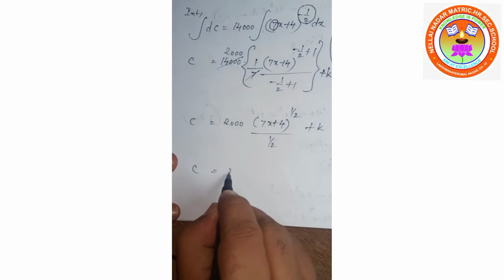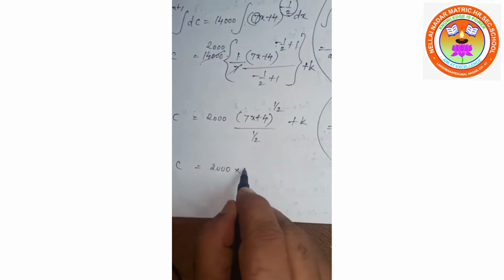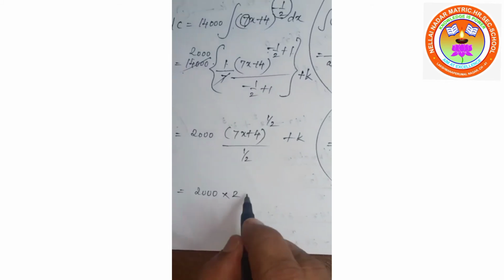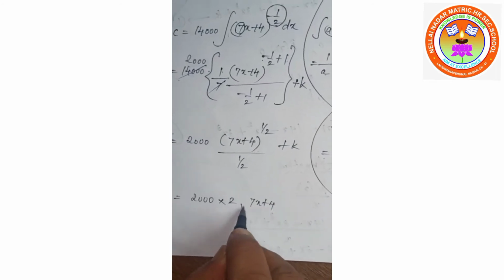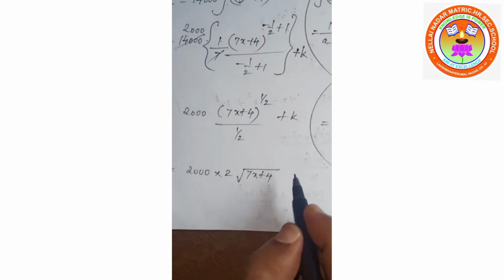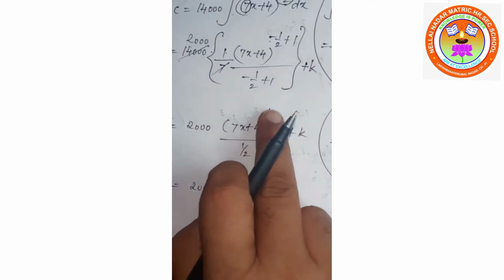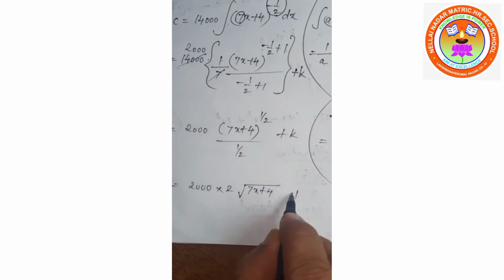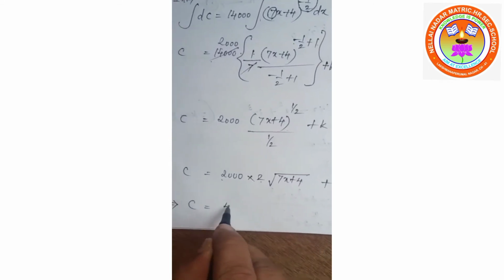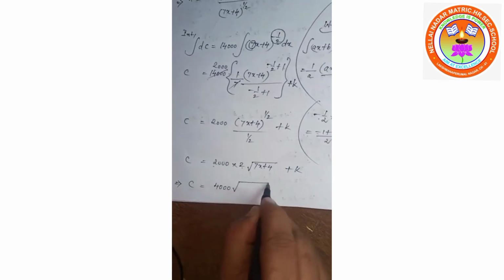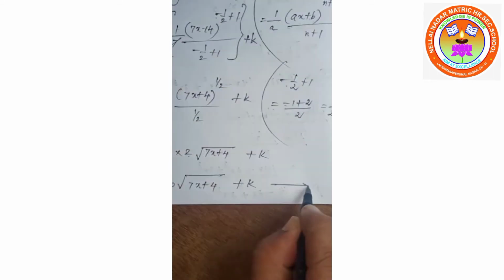C equals 2000. Division becomes multiplication, reciprocal of 1 by 2 is 2 by 1, which equals 2. (7x plus 4) whole power half, we can write as the square root of 7x plus 4. Root of 7x plus 4 and (7x plus 4) power half are the same, plus k, which implies C equals 2000 into 2 equals 4000 into root of 7x plus 4 plus k. Let it be number 1.